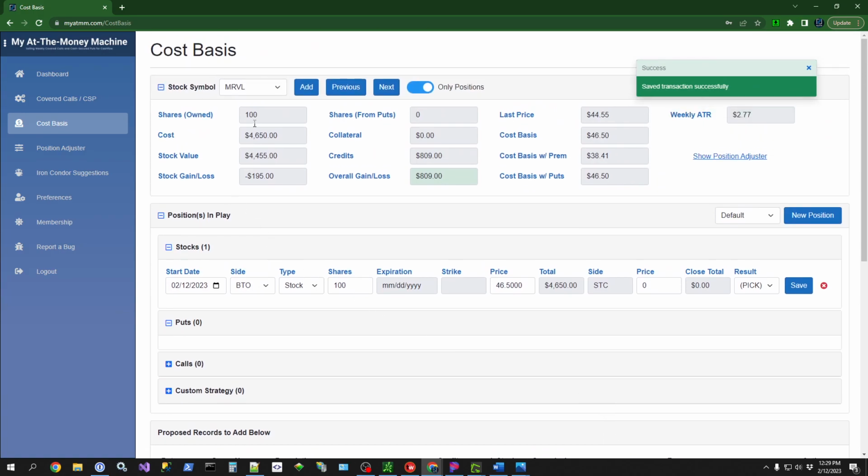And if we come up here and look at our summary, we now own 100 shares of Marvell, and the value of the stock was $44.55 the last time. So right now we have an unrealized loss of $195. You can see overall we've collected $809 in premium so far on this stock. So we're doing pretty good here. Right here you can see the cost basis is $46.50, and that's the cost basis without including any premium. And if you throw the premium into the mix, our cost basis is actually sitting down at $38.41. So that's real nice progress being made on that cost basis there.